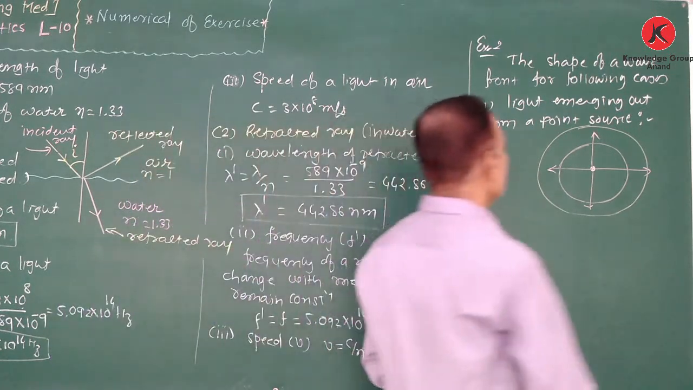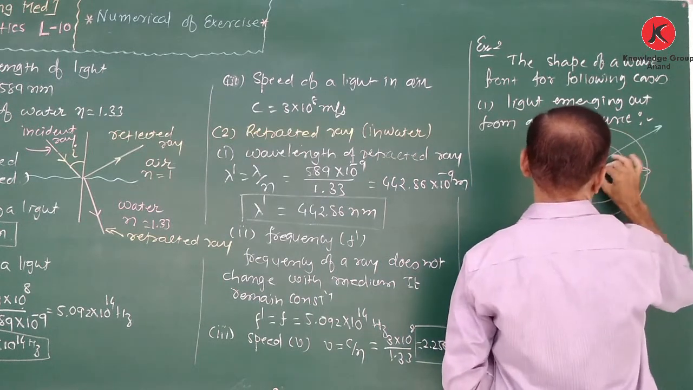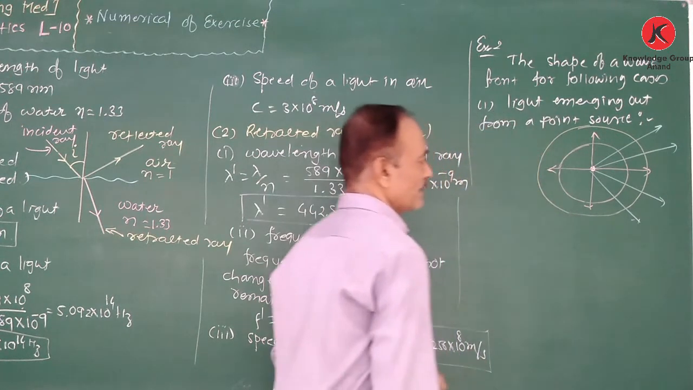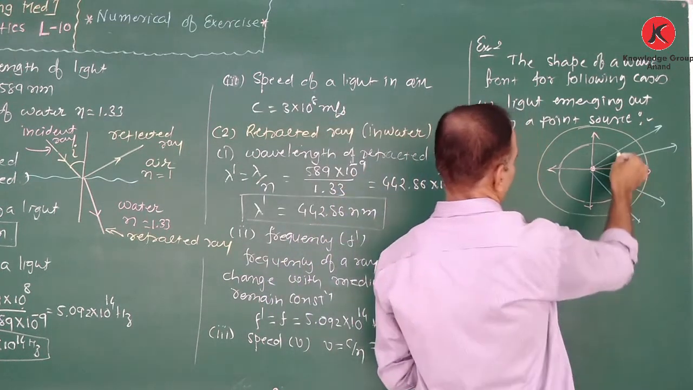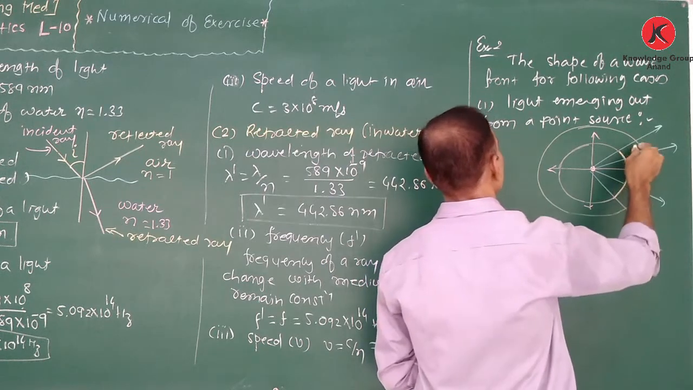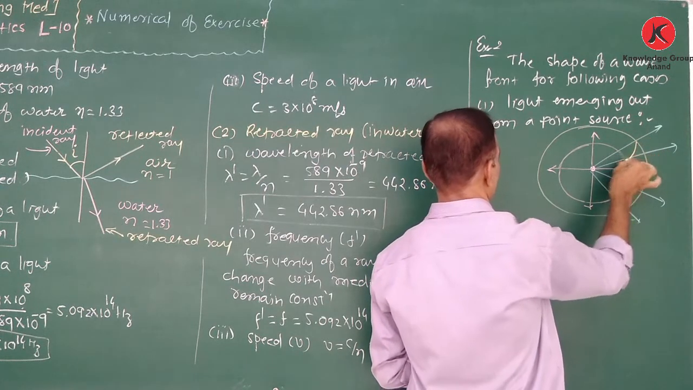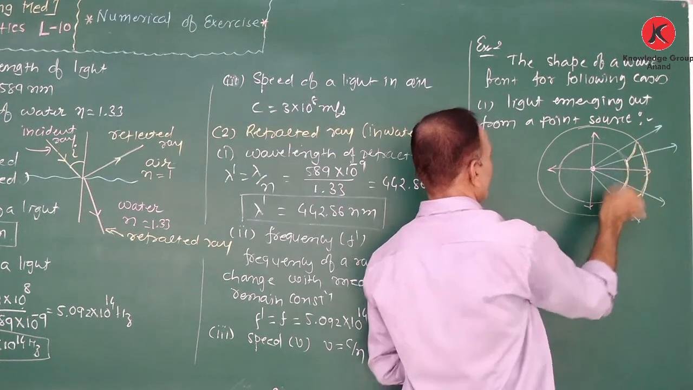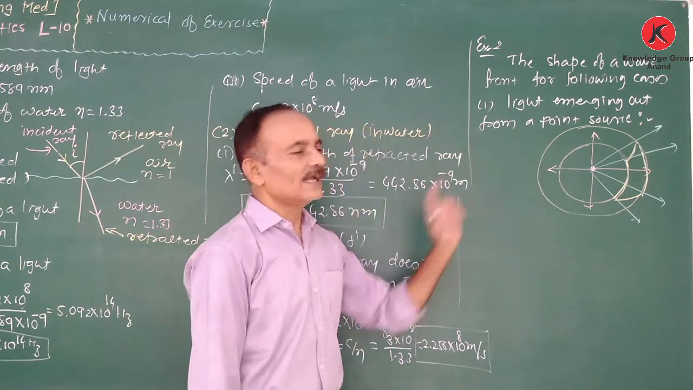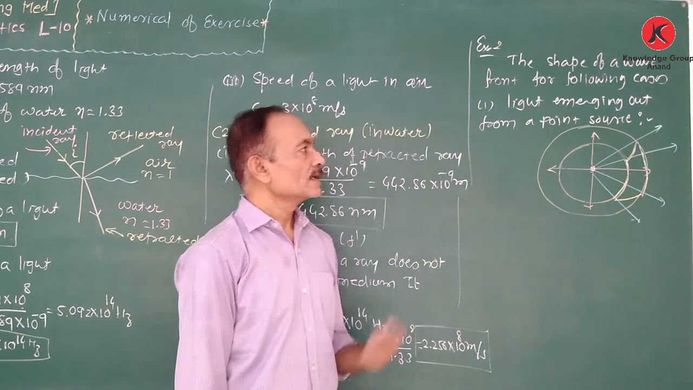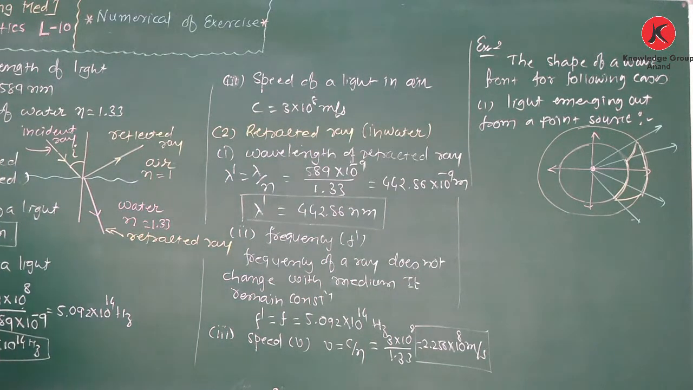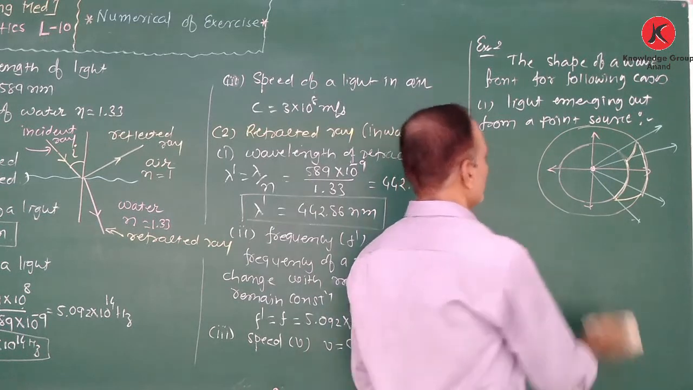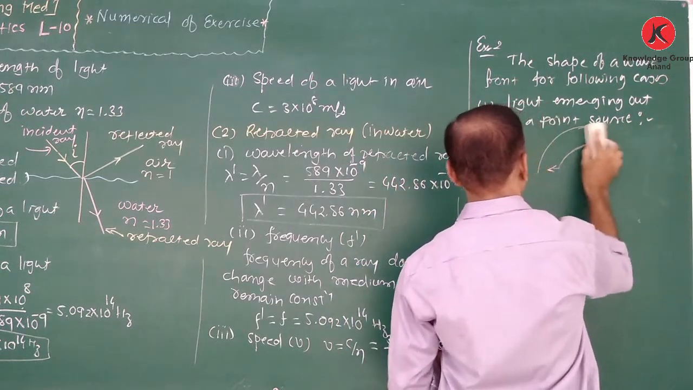Now, as we draw the rays this way, what happens? We get a wavefront like this. That is the spherical wavefront. Thus, the shape of the wave emerging out from the point-like source is the spherical wavefront. We will draw a clear diagram.